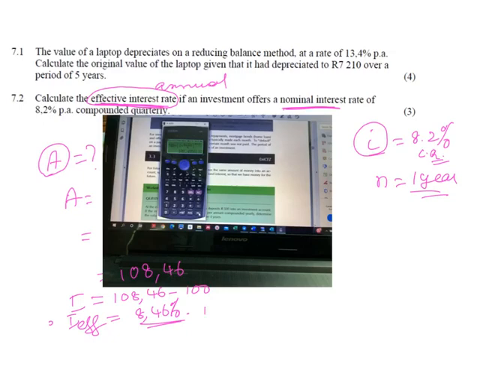Therefore, it's a good practice to write PA. So these two are equivalent. 8.2 percent approximately, because we rounded off. 8.2 percent compounded quarterly is the same as 8.46 percent per annum compounded annually. That is why we call them the annual effective rate of interest.